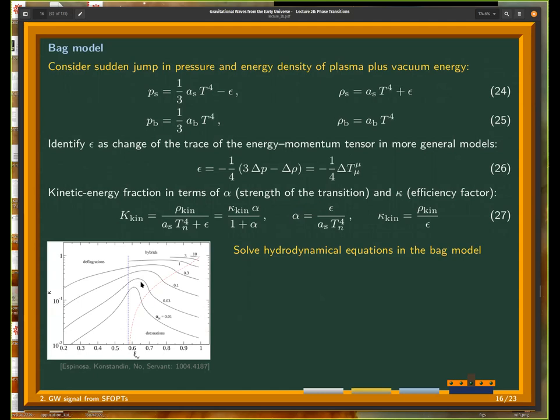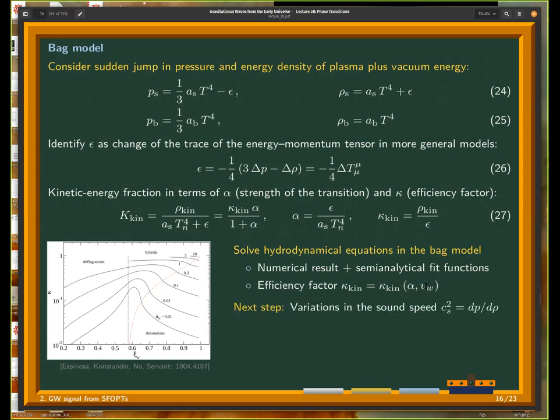And then in this paper, they have worked out fit functions to this kappa efficiency parameter. And you see these fit functions to kappa everywhere in the literature. So everybody uses the fit functions to kappa from this plot to determine kappa and the kinetic energy fraction, or to determine this kappa up here. You see this all over the place, basically. So yeah, numerical results plus fit functions. The efficiency factor depends on alpha and the wall velocity.